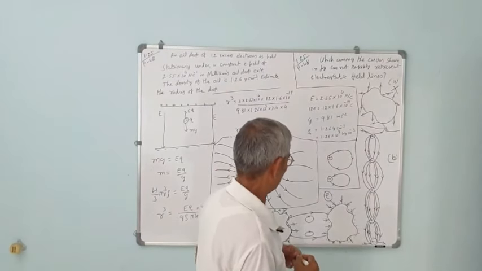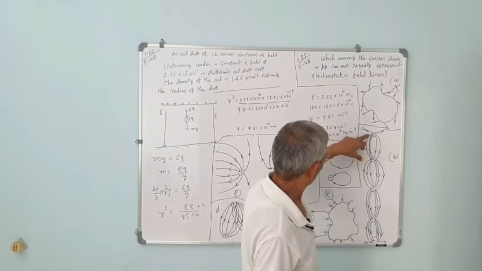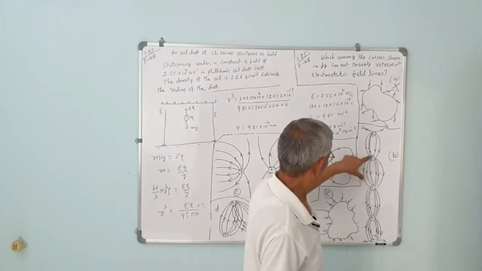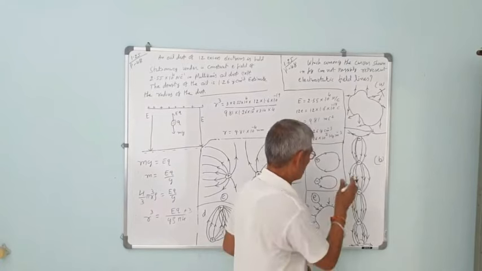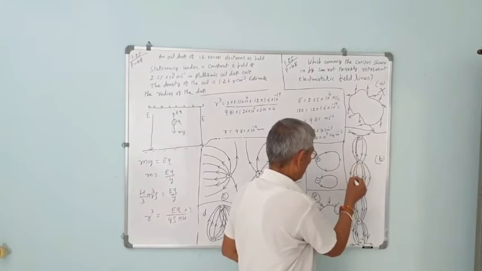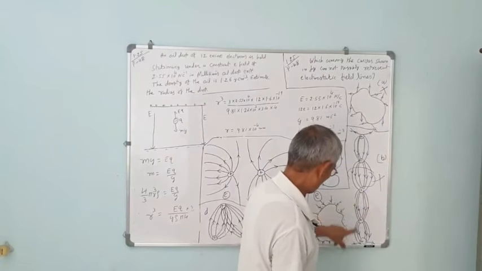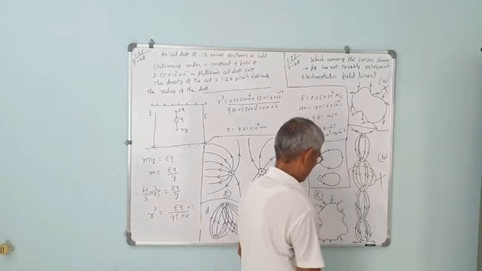Now let us see B. Here electric field lines are emerging from the positive charge and converging to the negative. This portion is correct, but this is wrong. They are not emerging from the negative charge. These all are correct, but this is wrong. The arrow should be like this.